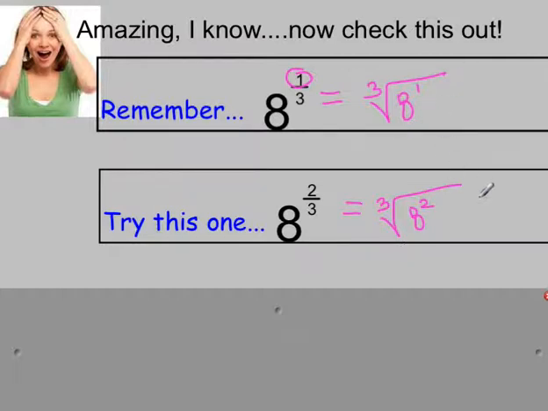Or the other way you could look at it is it's the cubed root of 8, all of that to the second. Either way is fine. This one might be a little bit easier because the cubed root of 8 we found out earlier was 2, and then 2 squared would give me 4. So there would be my answer for that.